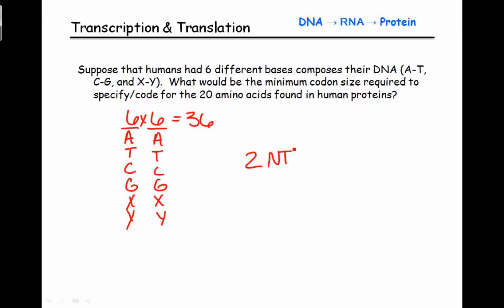This is a hypothetical question, of course, because humans don't have 6 different bases in their DNA. They have 4. They have the A, T, C, and G. But we do want to make sure we understand where the math is coming from in all of this.